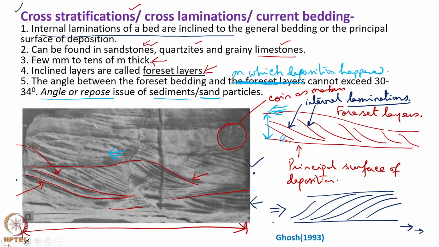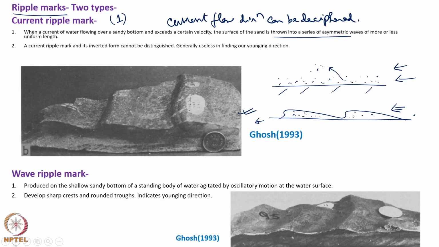Just like the case of cross stratification, this is another structure where the paleocurrent direction can be worked out. Here also, from a current ripple mark we can do so. Note that a current ripple mark and its inverted form cannot be distinguished. This is important. If you invert it geometrically, you cannot separate this one from the inverted version. So, therefore, we cannot use this to find out the younging direction.